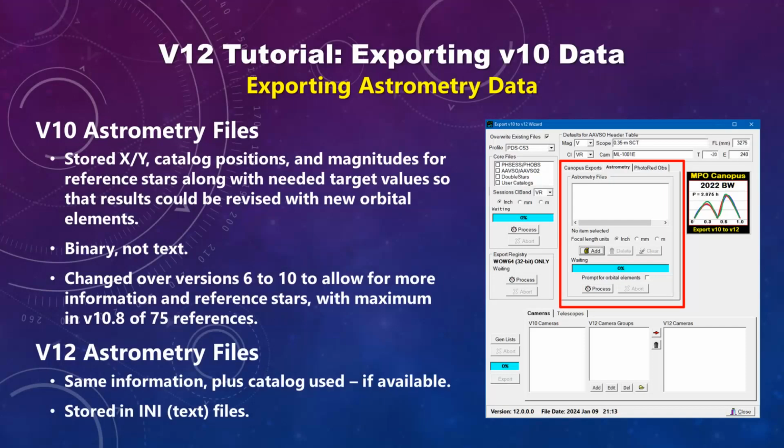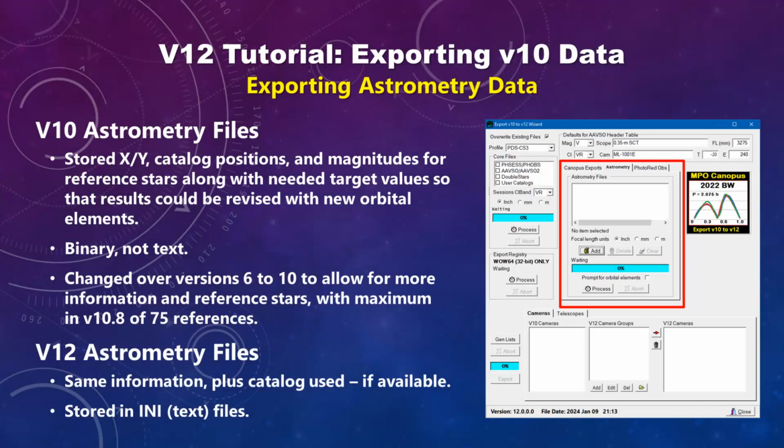The version 10 astrometry data files were binary, and so were not human-readable. They contained all the necessary data to reconstruct the final results, which is helpful if computing the observed minus computed differences when updated orbital elements are available.